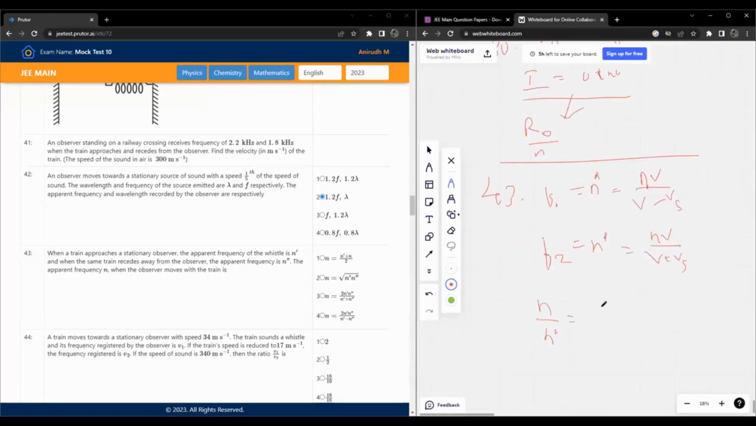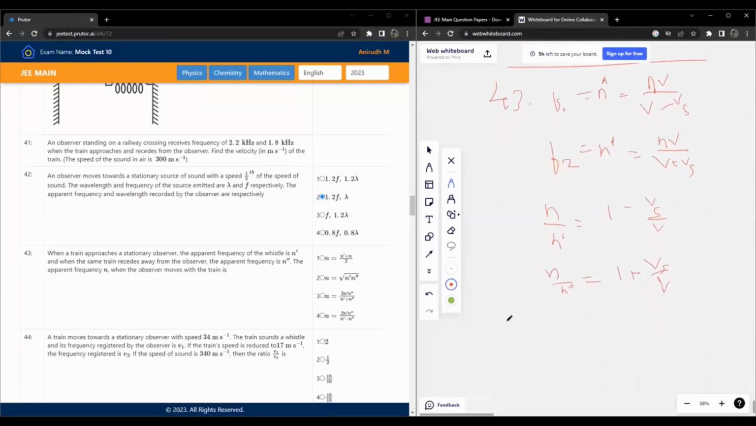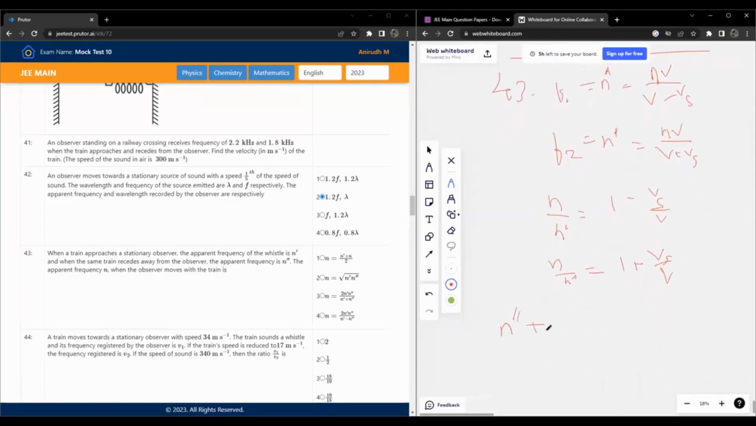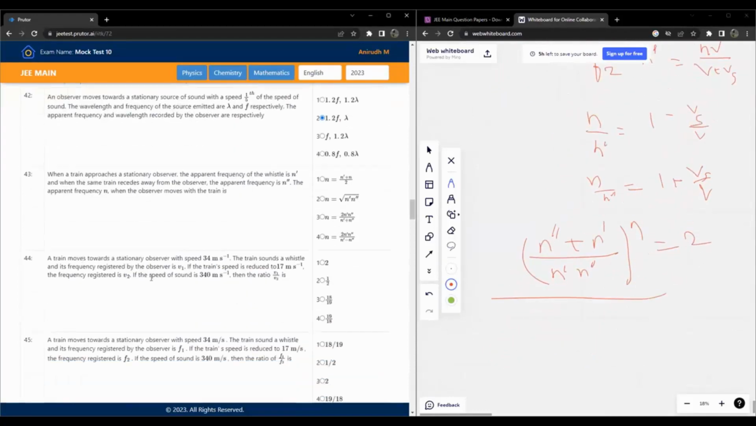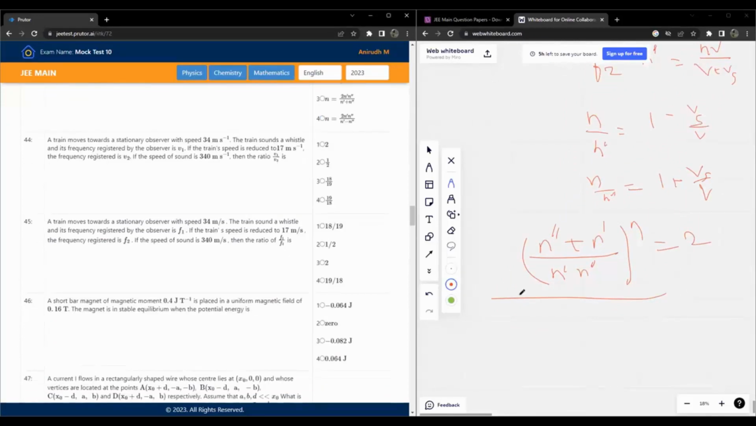So you get n by n dash is equal to 1 minus vs by v, and n by n double dash is 1 plus vs by v, right? Adding these two equations, you get (n double dash plus n dash) divided by (n dash n double dash) times n equals 2. So it's basically option 3, 2n dash n double dash by (n dash plus n double dash), right? That is 43. Now 44, a train moves to a stationary observer with speed 34.